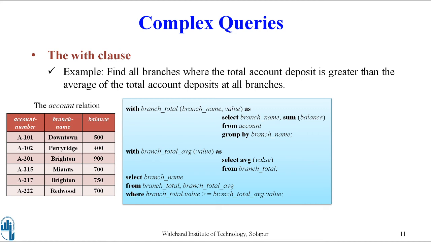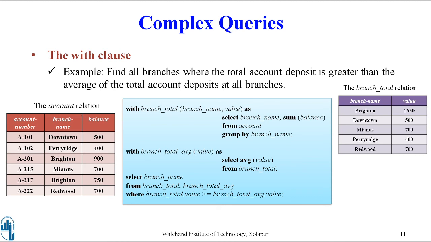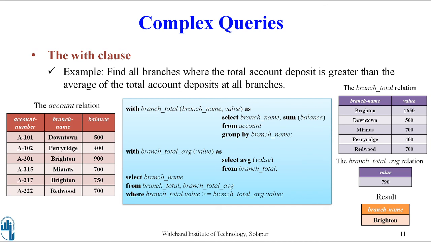Now the select from where clause, that is, select branch name from branch total, comma, branch total average where branch total dot value is greater than or equal to branch total average dot value. The relation branch total is the result of the first with clause, which finds the total balance at each branch. The branch total average relation is the result of the second with clause, which finds the average of the total account deposit at all branches. The resulting relation contains only one tuple corresponding to the branch name Brinton.